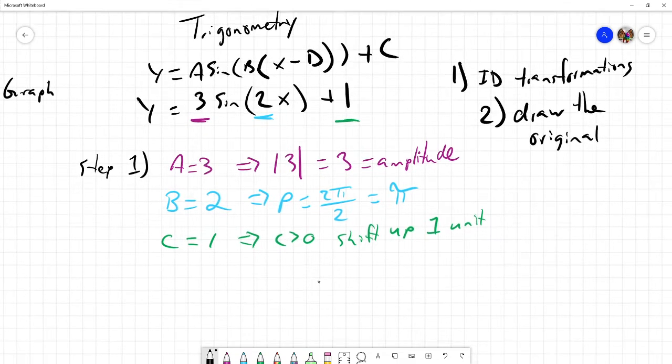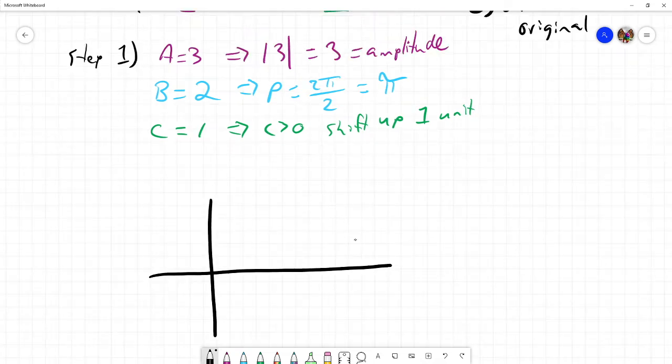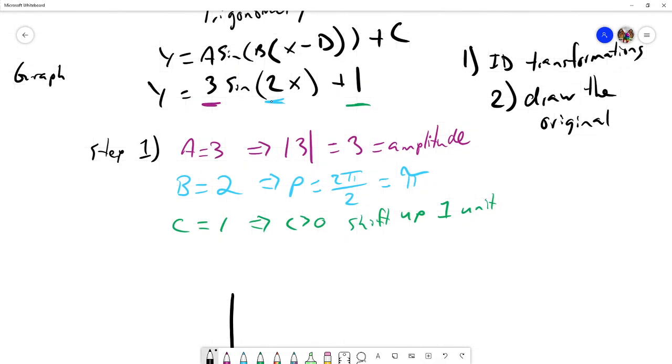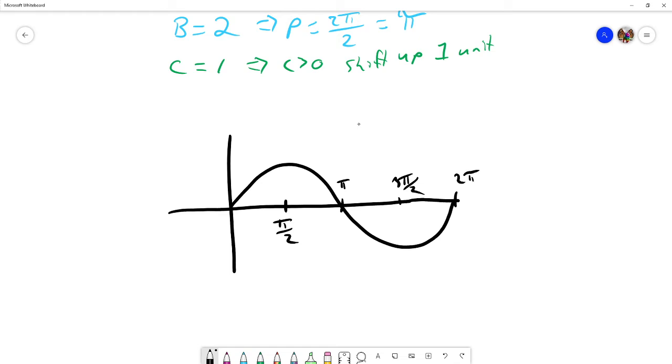To draw the original graph, we're going to scroll down. Here we are. Now we are given sine, so we need to start with the original sine function. Here is sine. And we need a label, of course: pi over 2, pi, 3 pi over 2, and 2 pi, and 1 and negative 1.